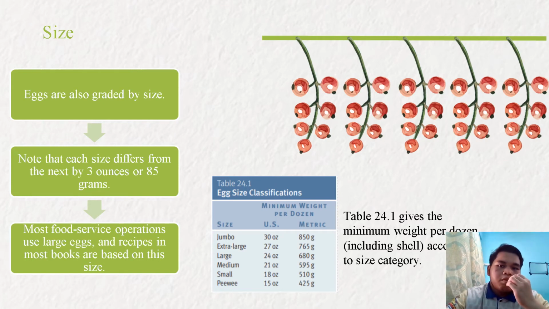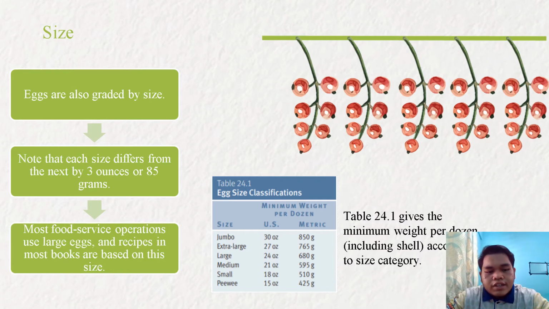Now, we're gonna talk about size. Eggs are also graded by size. Note that its size differs from the next by 3 ounces or 85 grams. Most food service operations use large eggs, and recipes in most books are based on this size. As you can see, this is the table 24.1 that gives the minimum weight per dozen, including shell, according to size category. For example, the highest weight per dozen, we call it jumbo, and the lowest weight per dozen is peewee.